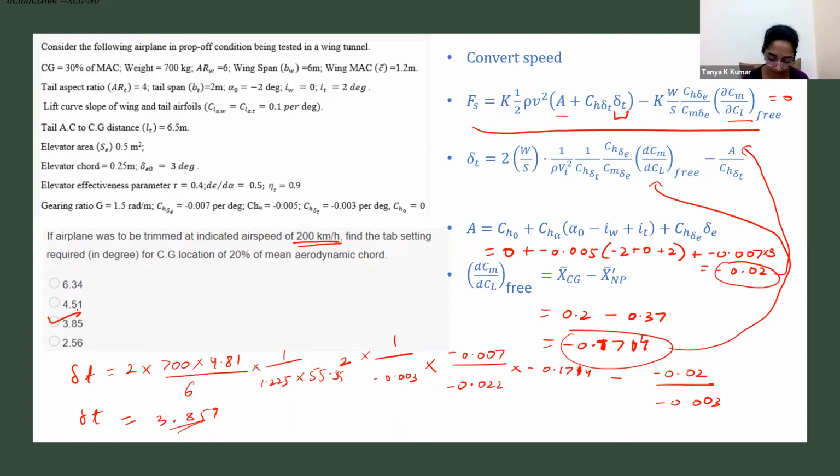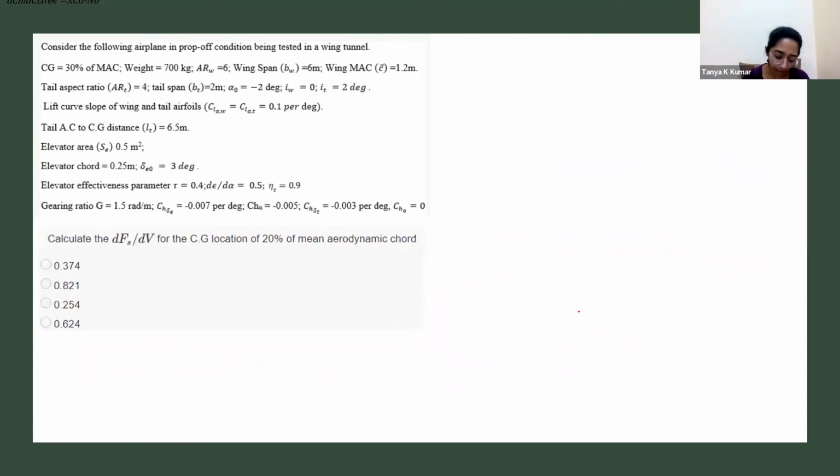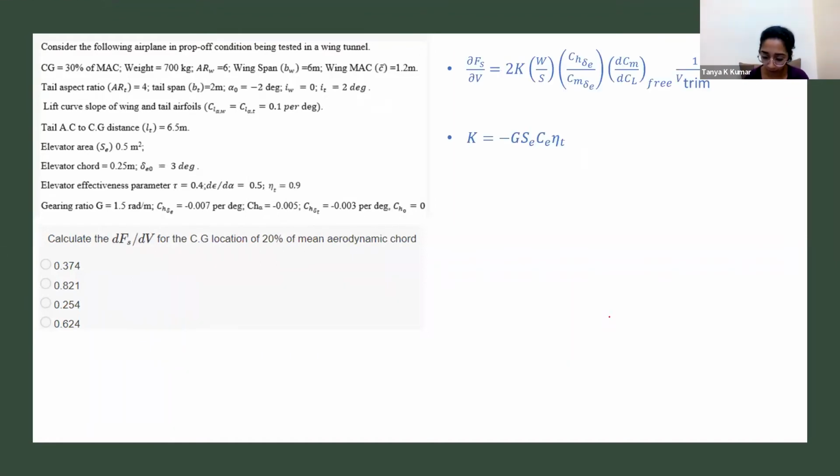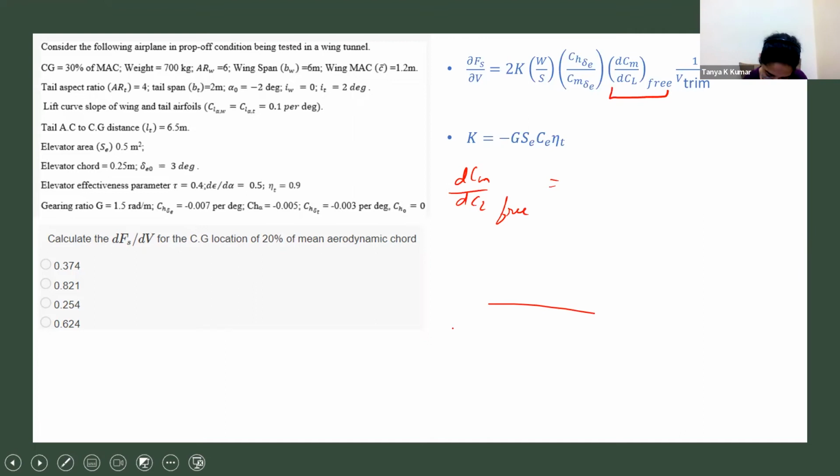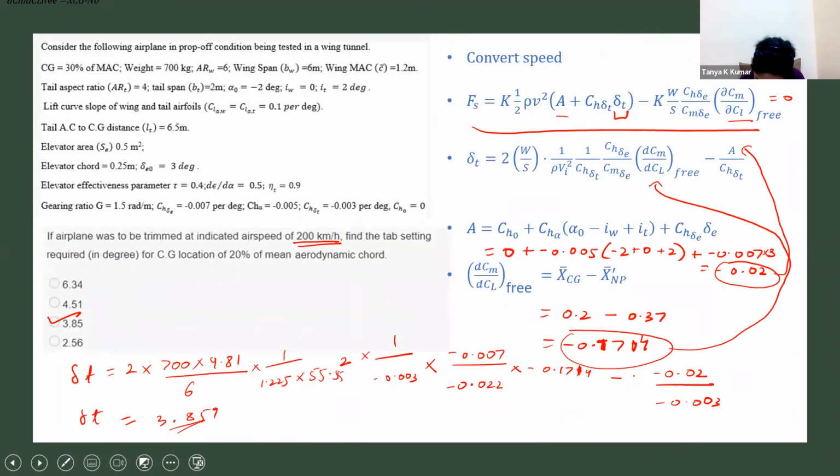Next question is to calculate dFs by dV for a CG location of 20% mean aerodynamic chord. Now the CG location is the same as in the previous question, the new one, not the one given in the original question. So for dFs by dV, we have this formula. All the terms are known there. This dCm by dCL is the new one, which we calculated in the previous question. How much is the new one? It is minus 0.1714.